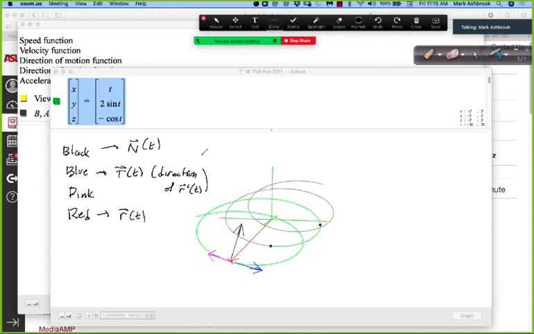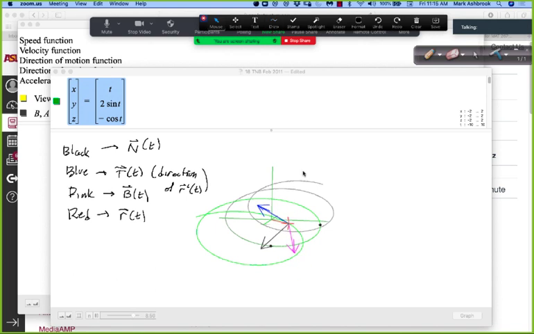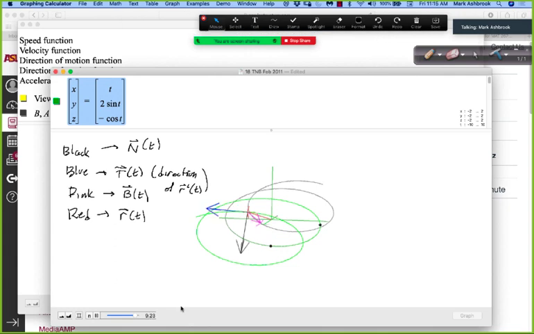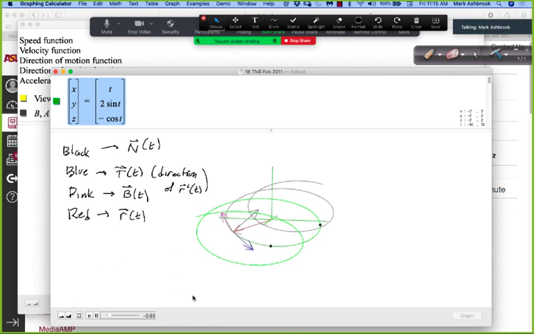Okay, which leaves the pink one, which is orthogonal to both of these two, orthogonal to the plane of motion at that moment. That's the binormal vector. Okay, so let's back it up here. Any questions about that? Does that make sense? So you see you've got this little R3 coordinate system that moves along with the object as it flies through space.